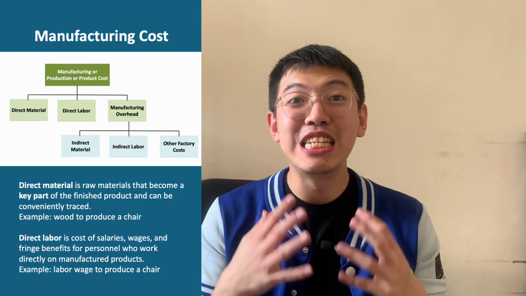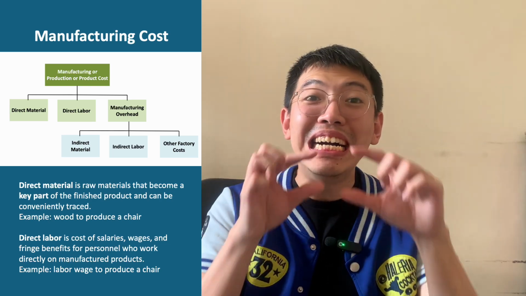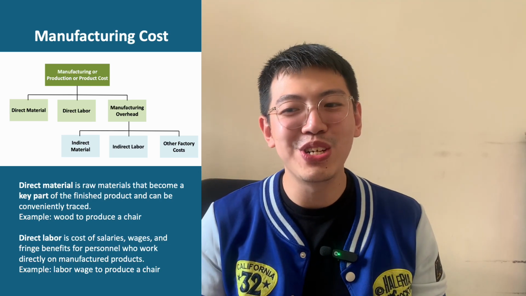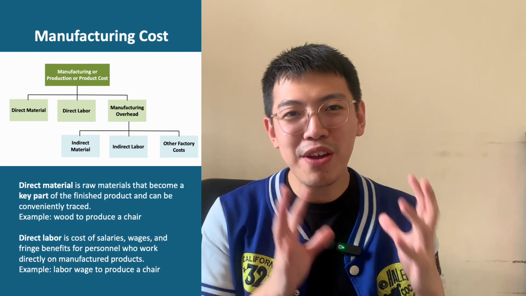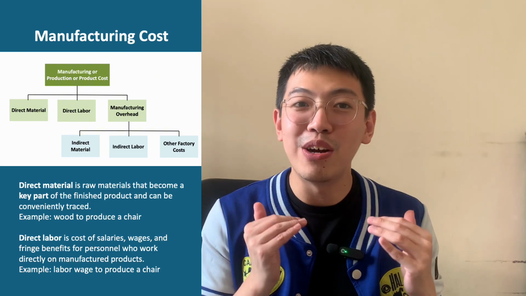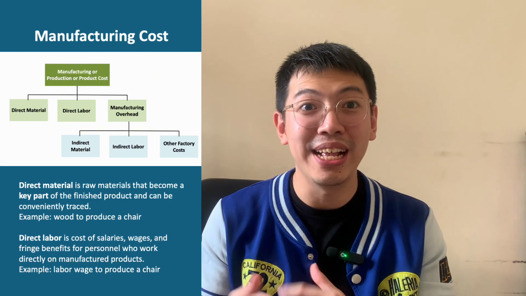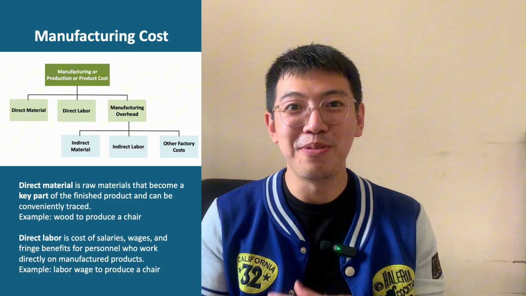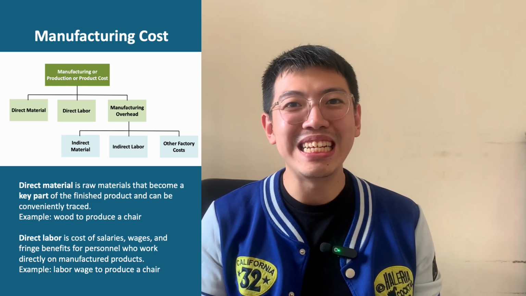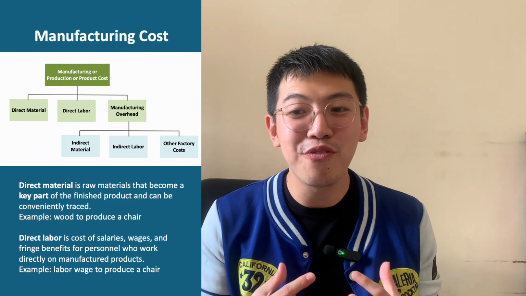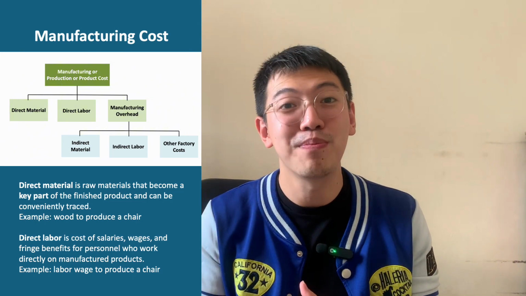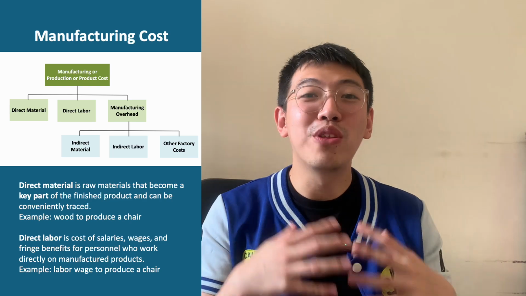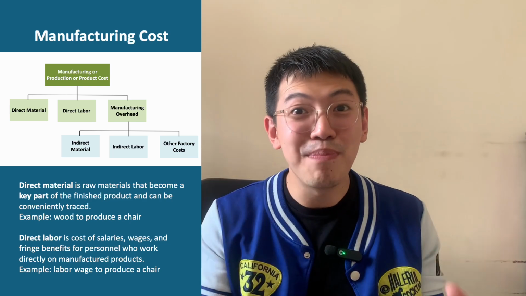Direct material is the raw materials that become a key part of the finished goods and can be conveniently traced. In my previous example, it is a wood to produce the chair. The next one is direct labor. Direct labor is cost of salaries, wages, and fringe benefit for personnel who work directly on manufactured product. For example, the wage of the workers who are directly assembled the chair.